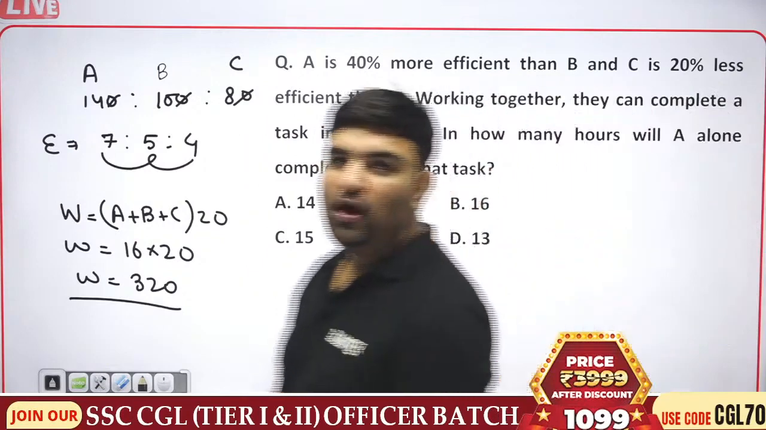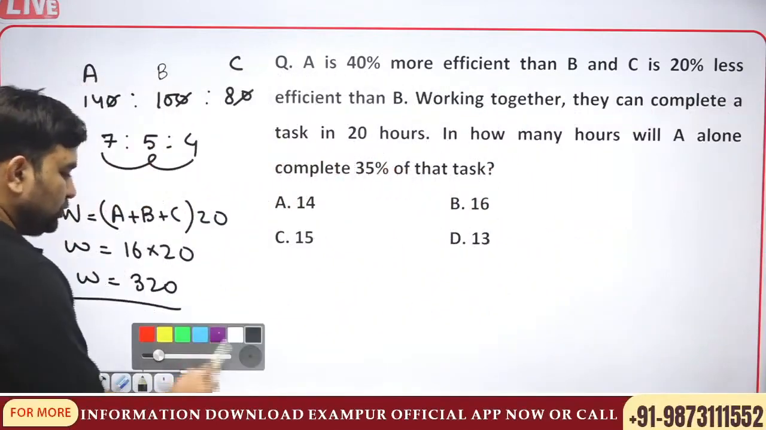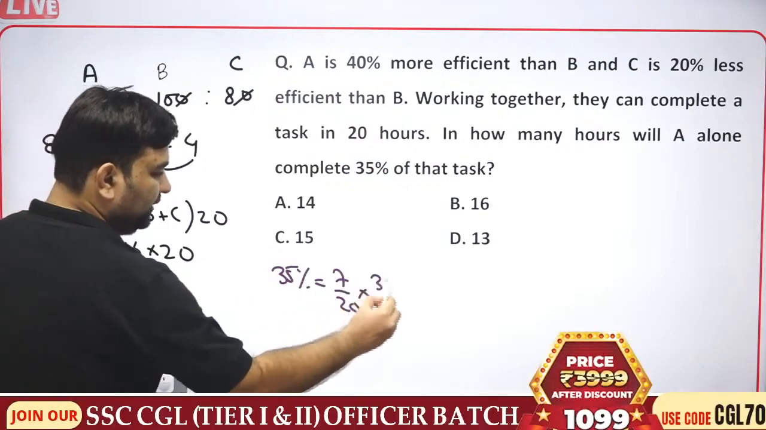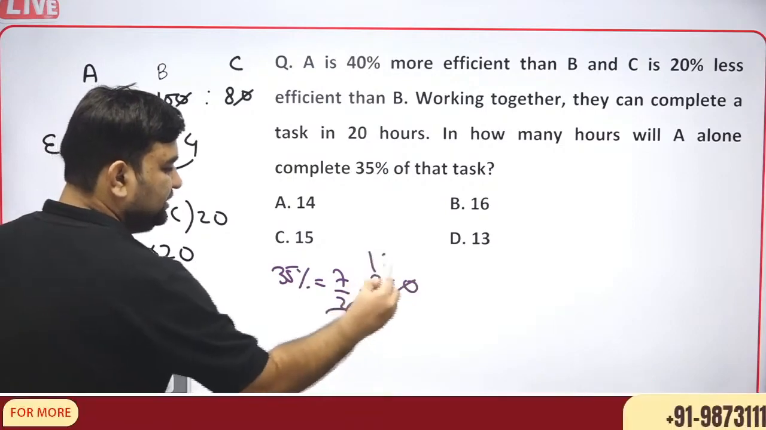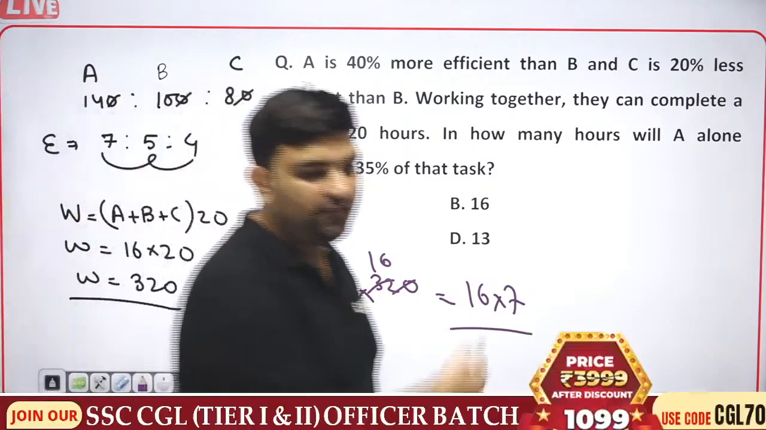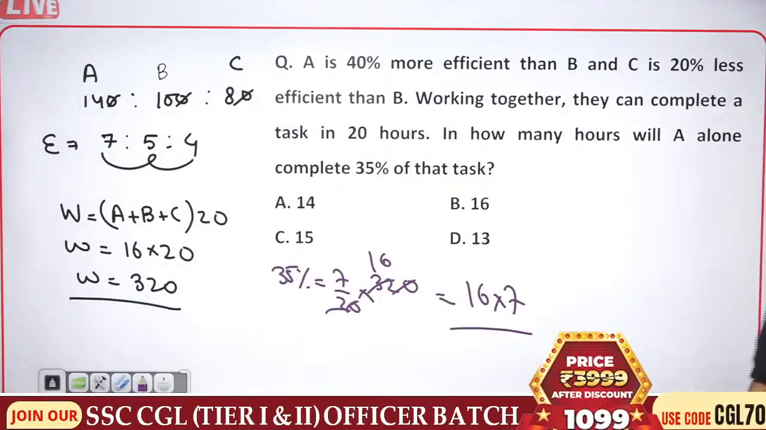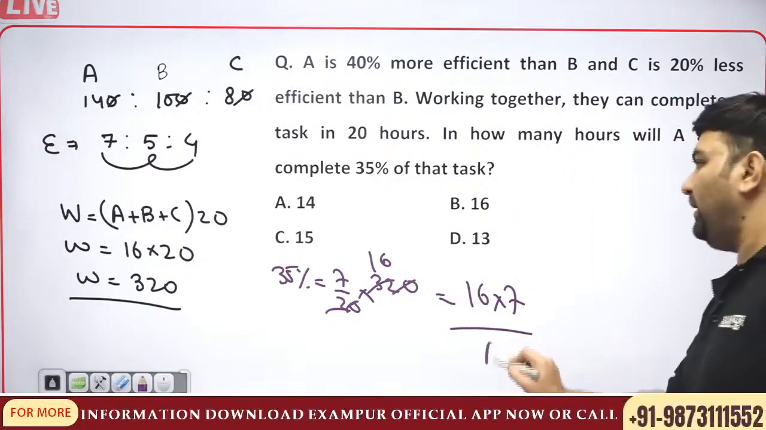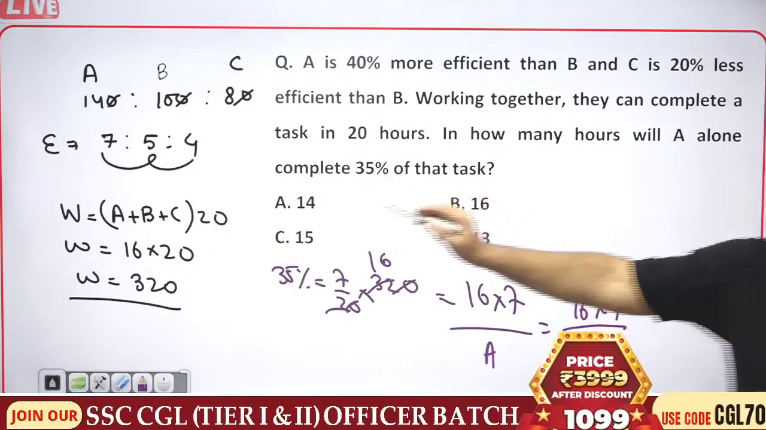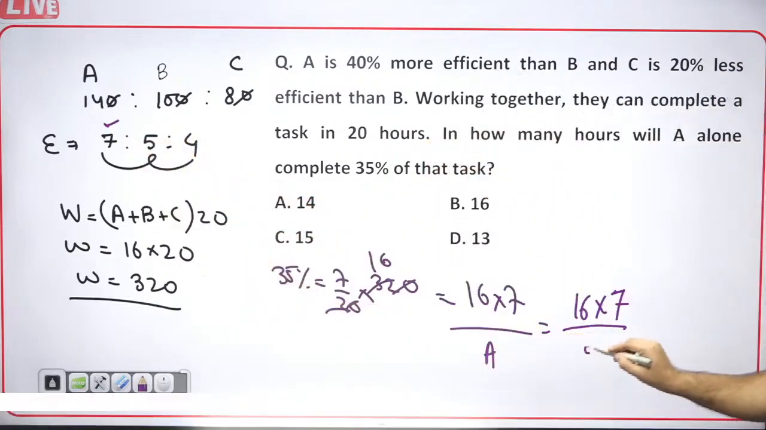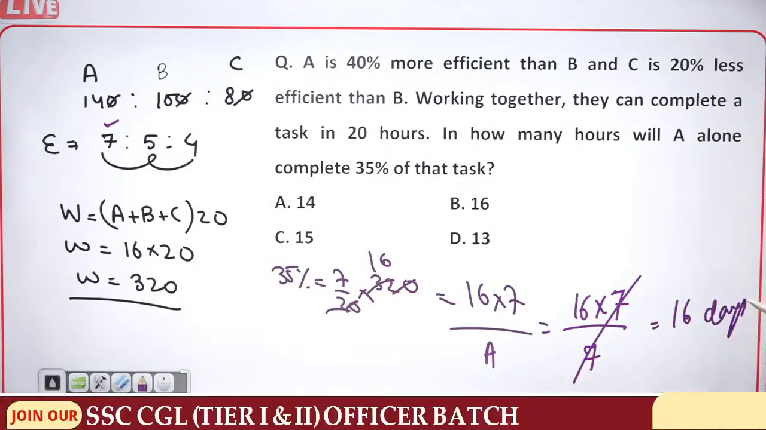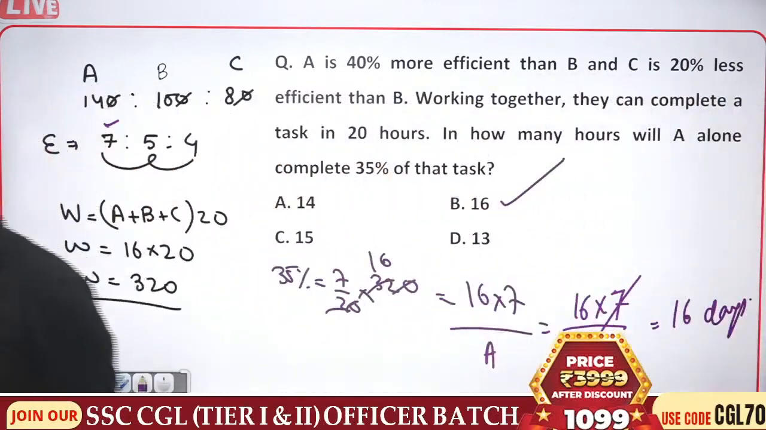So if you have to do 35% of this work, what is 35%? 35% is 7 by 20. 7 by 20 of 320. This is 16 into 7. Who will do this work? A. So 16 into 7 work with the efficiency of A. What is the efficiency of A? 7. We will take 16 days. Is it perfectly clear?